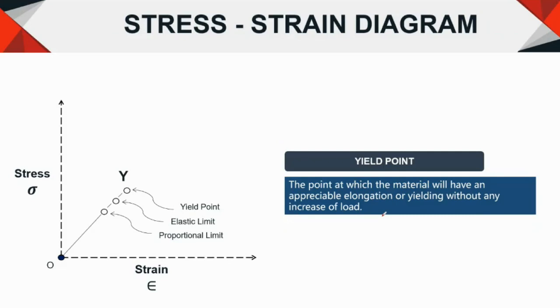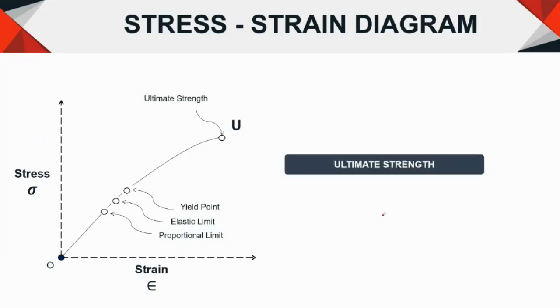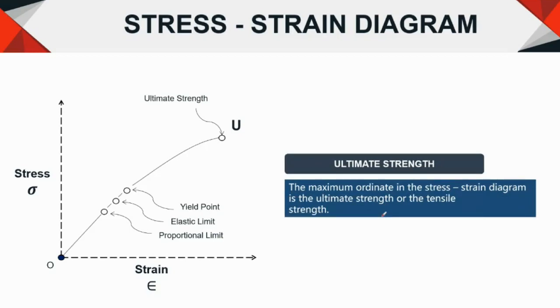Ayan. So, next, we have the ultimate strength. So, si ultimate strength, ito yung ginagamit karaniwan sa mga designs natin. Ito yung kino-consider na value kung ano yung gagamitin nating materials. So, we have the maximum ordinate in the stress-strain diagram is the ultimate strength or the tensile strength.